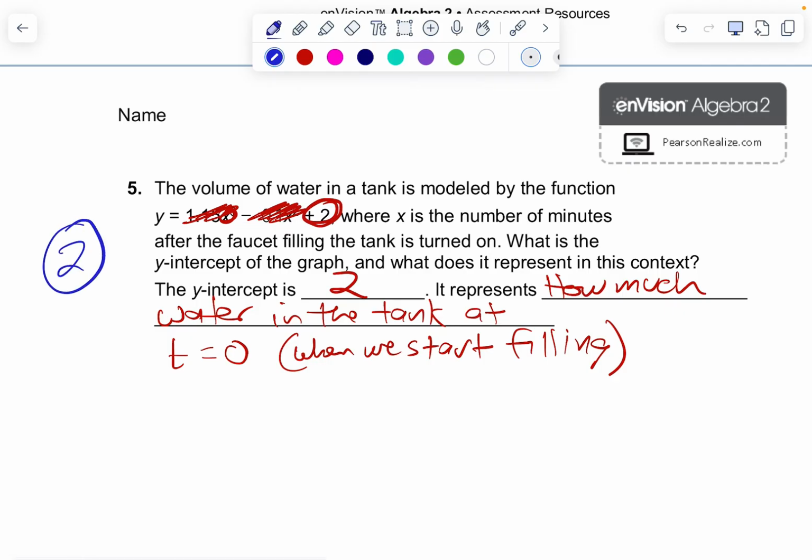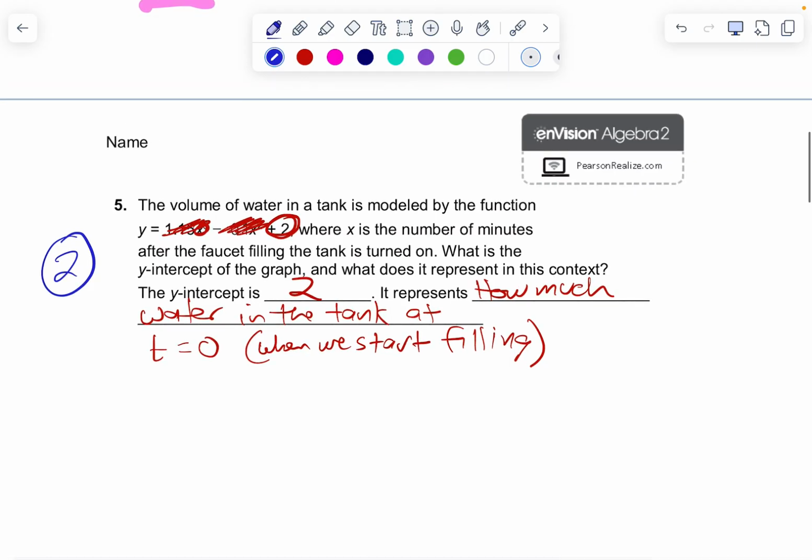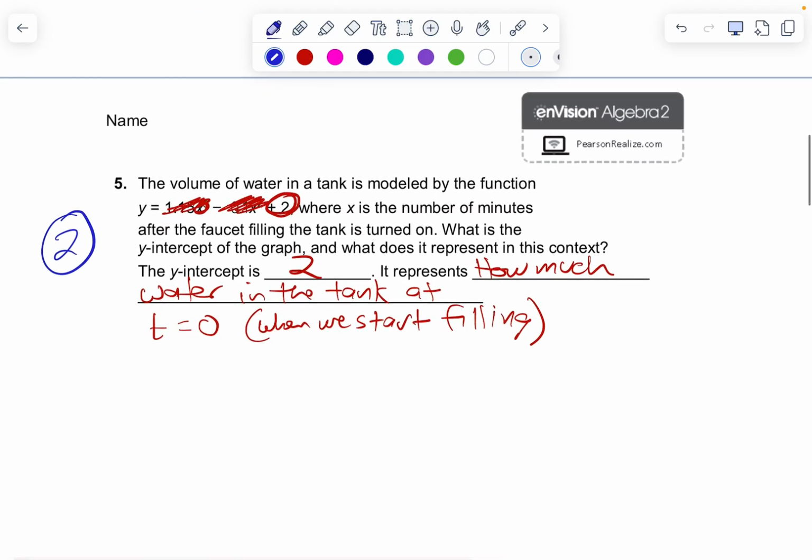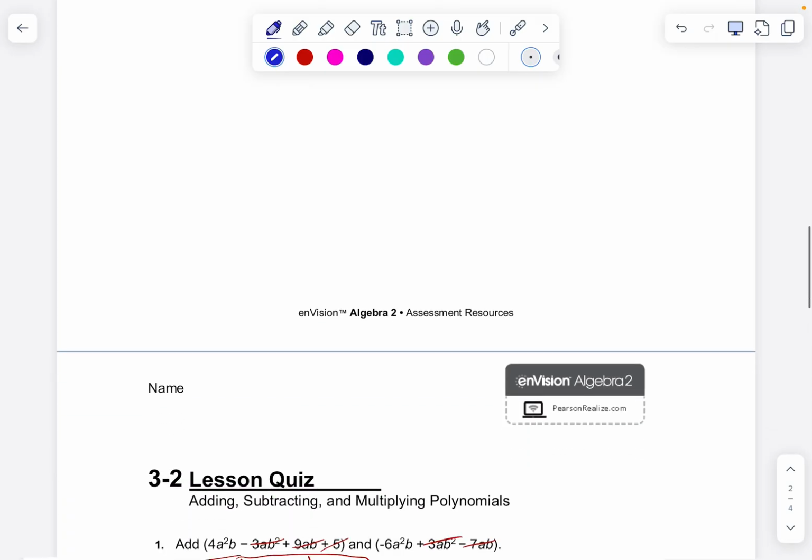They need 1 point for the y-intercept and 1 for the description. The description is the amount of water in the tank, either in general or... Yeah, that sounds good. All right, next page.